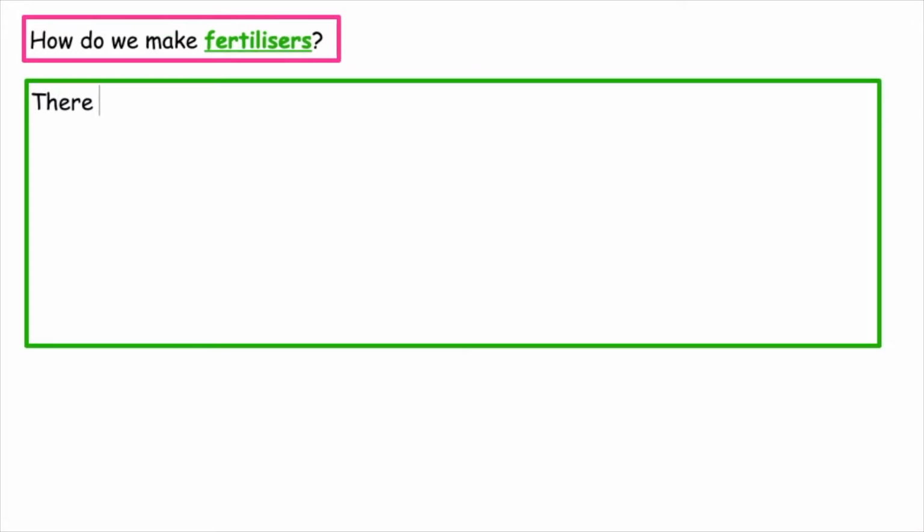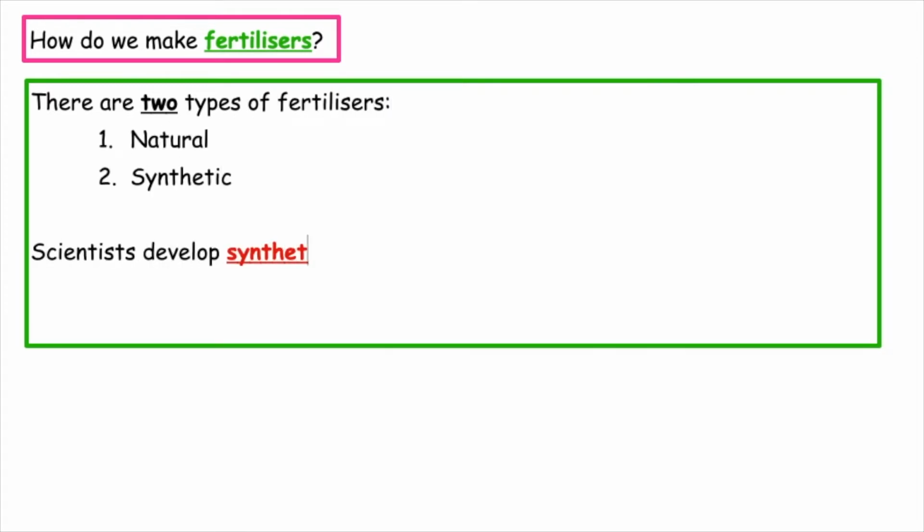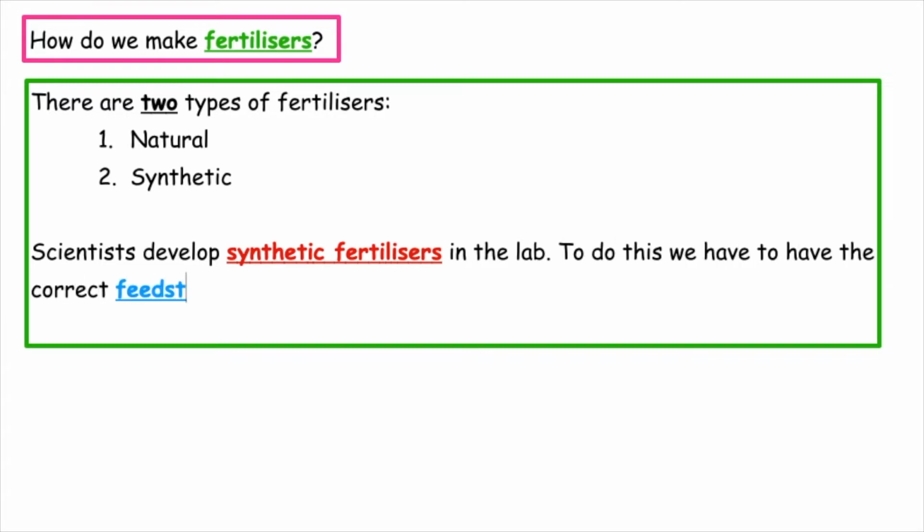So how do we actually make fertilisers? There are two different types of fertilisers. We have natural and synthetic. Scientists develop synthetic fertilisers in the lab. To do this, we have to have the correct feedstock, and that's the correct substances which can make other products.